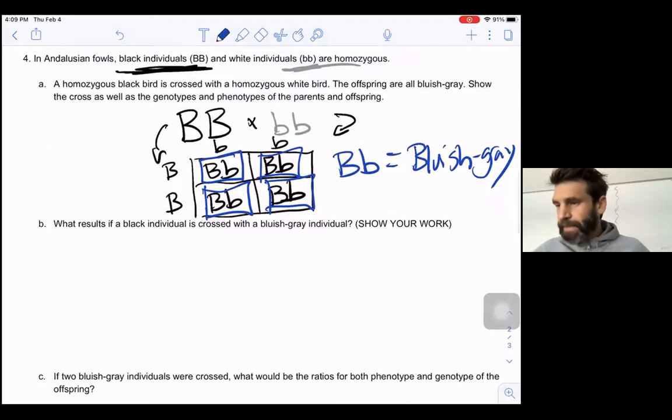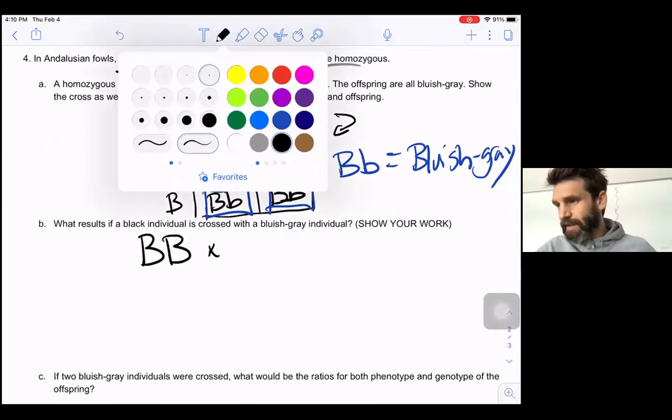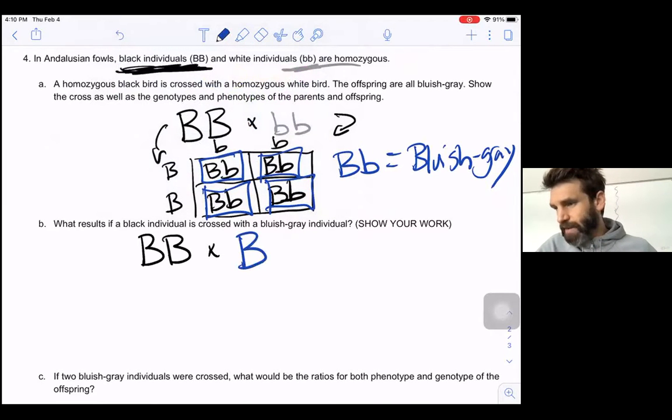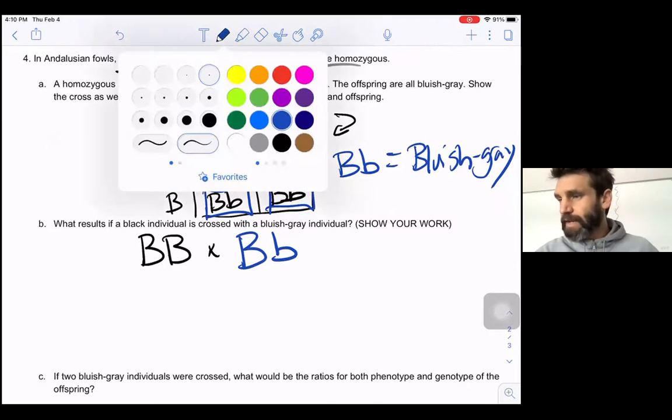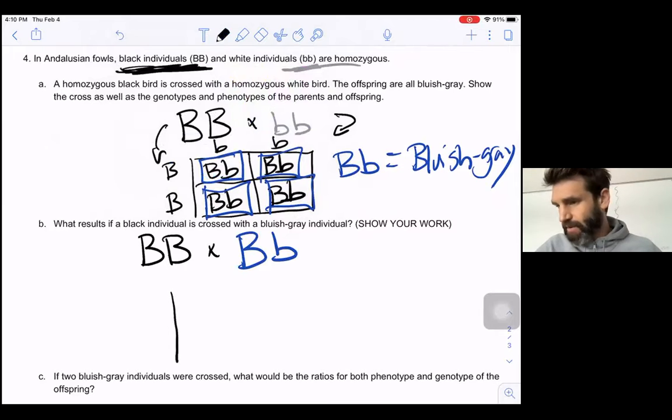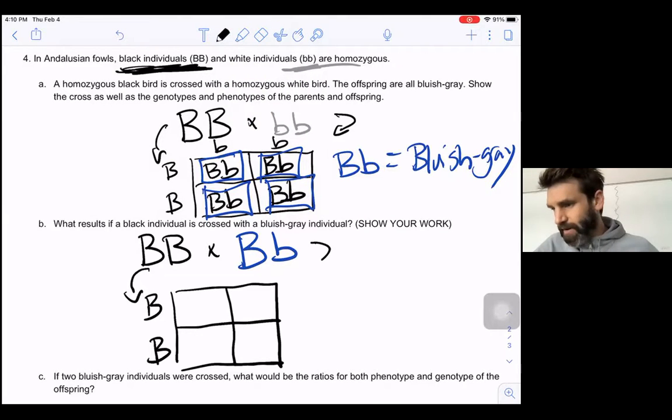What results if a black individual is crossed with a bluish gray individual? So here we say the black individual is big B. So big B is crossed with a bluish gray individual, which we found out from the previous problem is a heterozygote. So what does this look like? Well, once again, let's use our Punnett square, add in our gametes here, big B and little b.